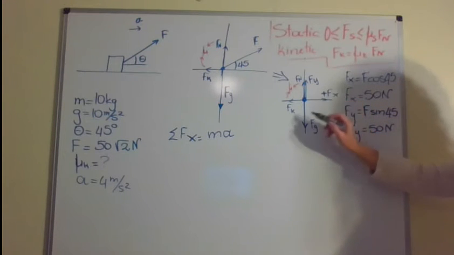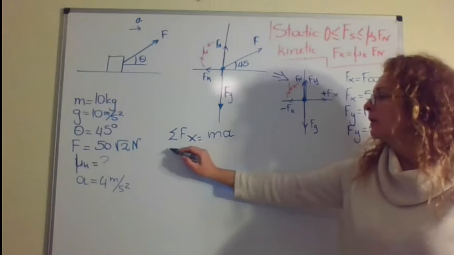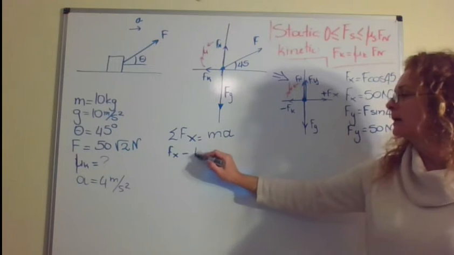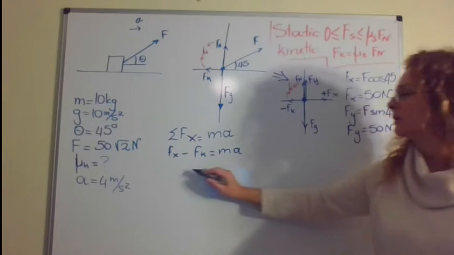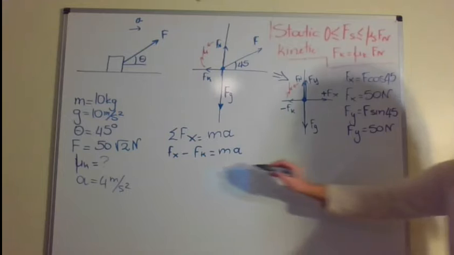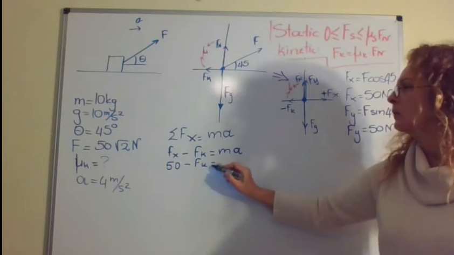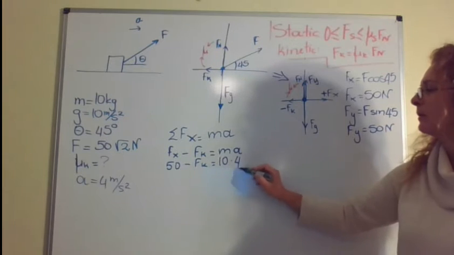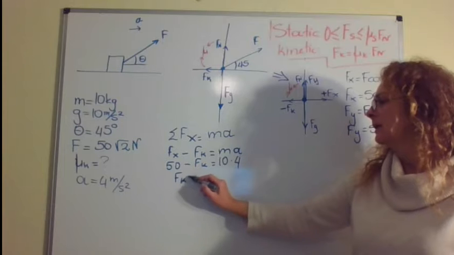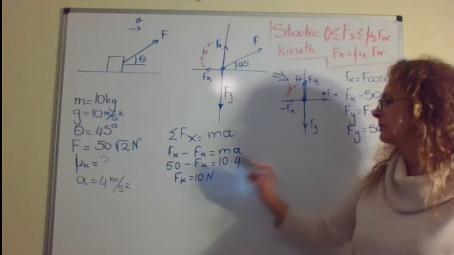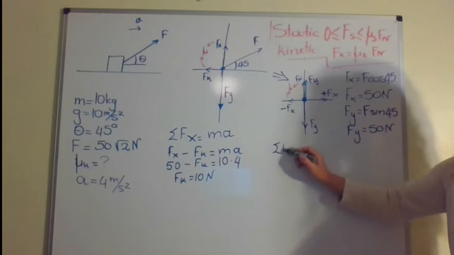That's an x. So what do I have here? I have this to be positive, this to be negative. So Fx minus friction equals mass times acceleration. So this is 50 minus friction equals 10 times 4. That means that friction should be 10 newtons. Found it.